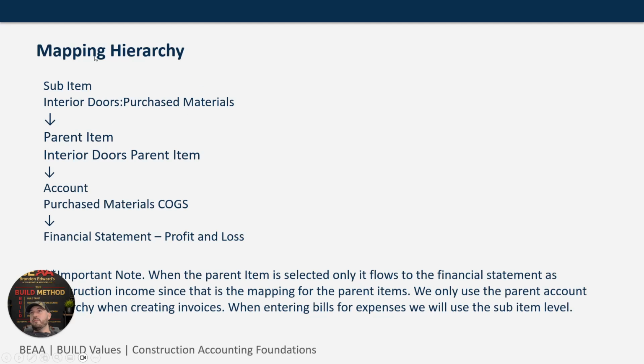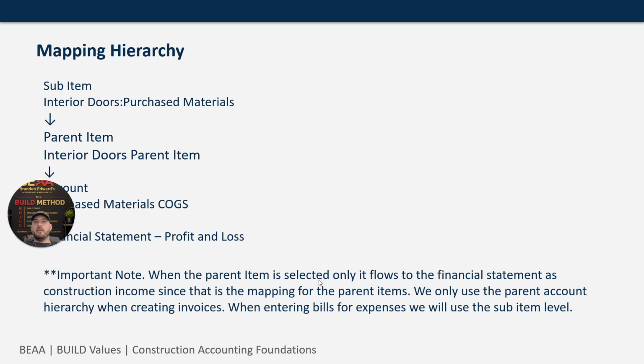All right, so here's the mapping hierarchy. We've got sub-items, interior doors, purchase materials. The parent item is interior doors in this case. The account is purchase materials. That's where this is being mapped to. And then it's being routed to the financial statement, the profit and loss, right? In this case, because it's a cost of goods sold. So that's going to show in your profit and loss under the purchase materials account.